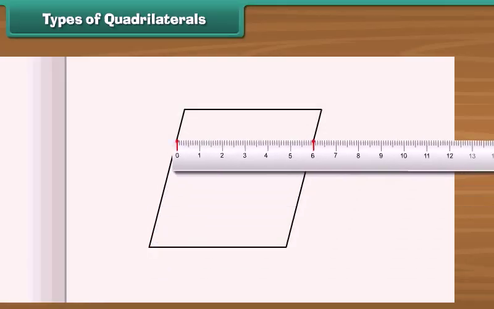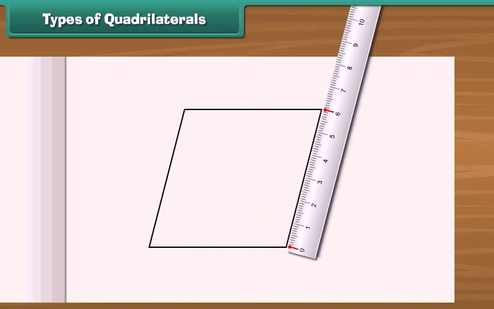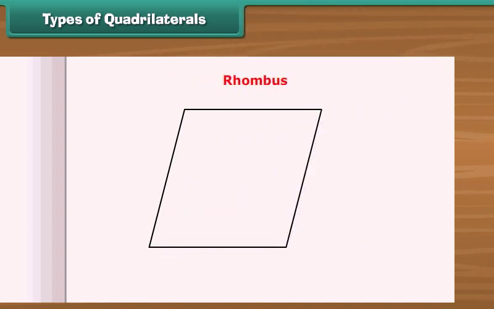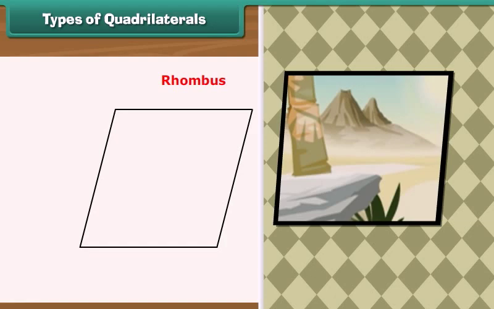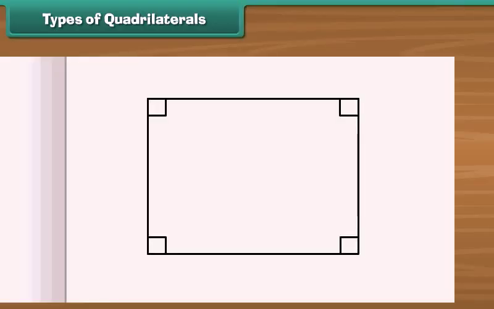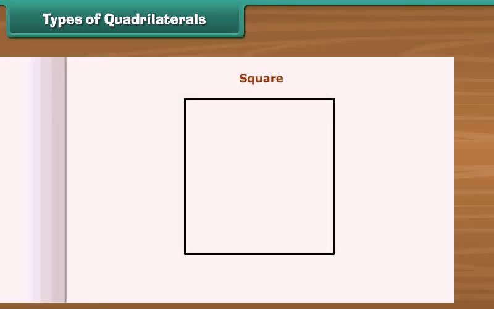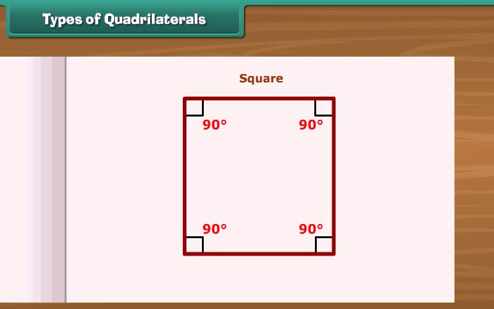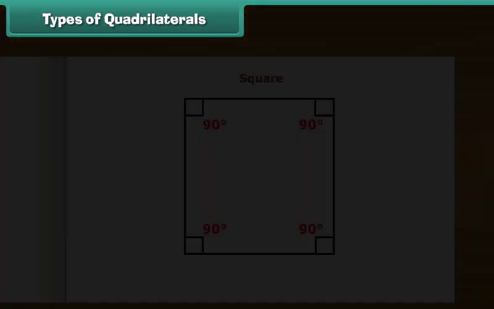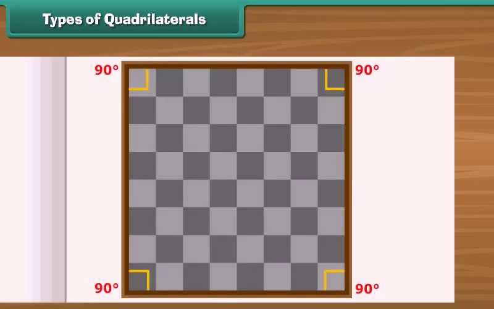A parallelogram in which all four sides have the same length is called a rhombus. Look at this painting. This is a rhombus. A parallelogram in which all angles are right angles, that is 90 degrees, is called a rectangle. For example, this gift pack is a rectangle. A square is a parallelogram in which all angles are right angles and all sides have same length. Hey friends, do you enjoy playing chess? Look at the chessboard. It is square in shape.